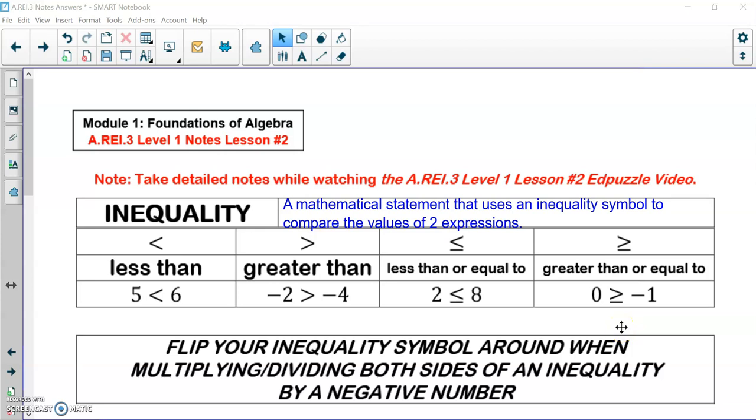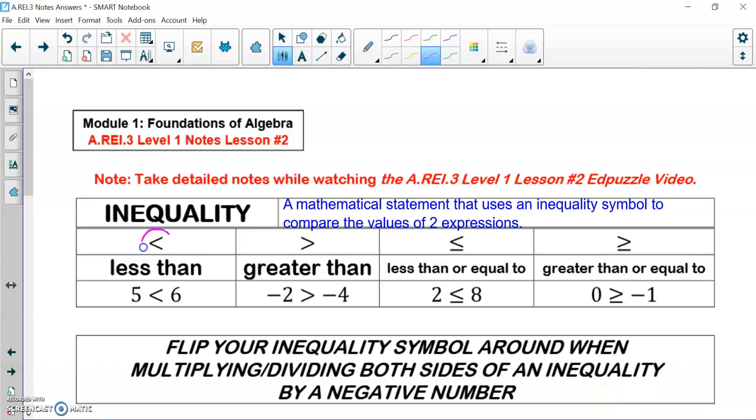Okay, so here's your second level 1 video for A.REI.3. Now we're going to be talking about inequalities and solving inequalities. So an inequality is a mathematical statement that's going to use something called an inequality symbol to compare two values or expressions. So hopefully you guys have seen these inequality symbols before.